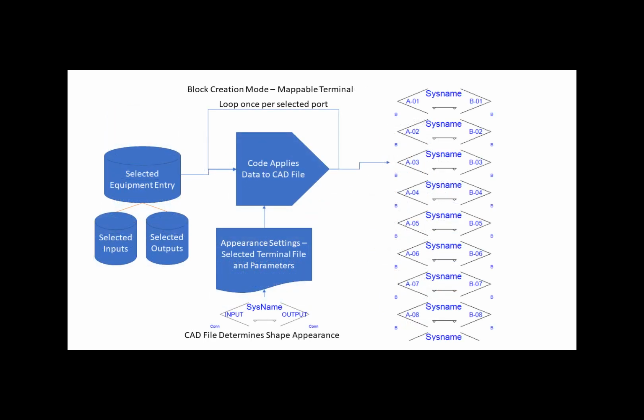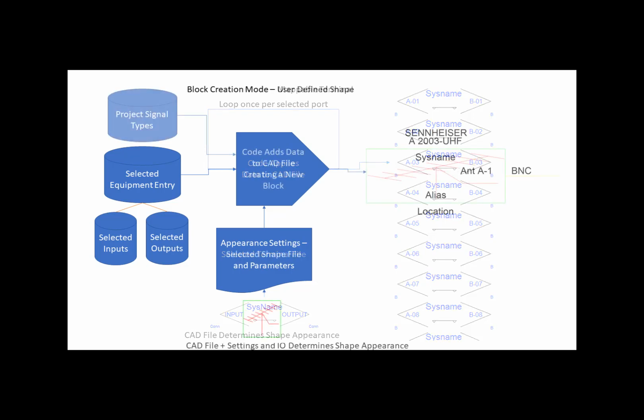When we're creating a mappable terminal, we actually have a repetitive process going that loops for every selected input and output. We get the actual appearance from a CAD file. We go get that from a file and we feed the information from the database into the file, repeating this as many times as we have selected I/O.